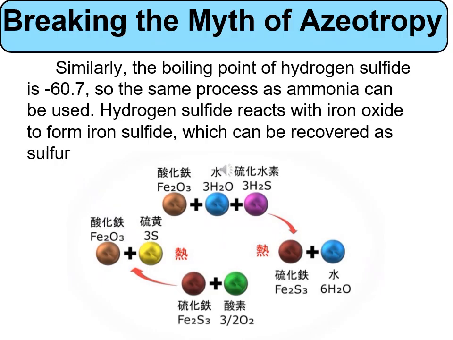Similarly, the boiling point of hydrogen sulfide is -60.7 degrees, so the same process as ammonia can be used. The evaporated hydrogen sulfide reacts with iron oxide to form iron sulfide, which can be recovered as sulfur, so this can also be recovered as a solid. Since iron oxide does not get used up, it can be reused repeatedly.